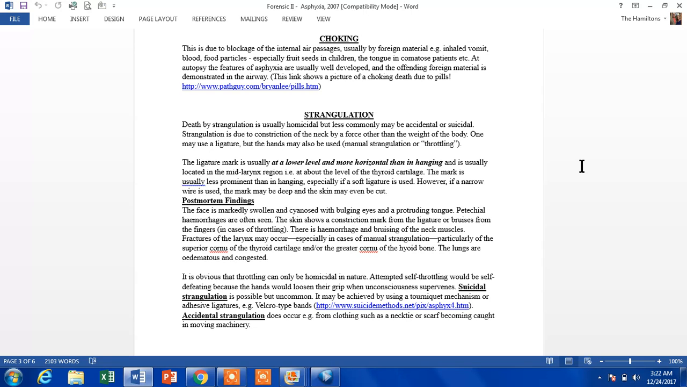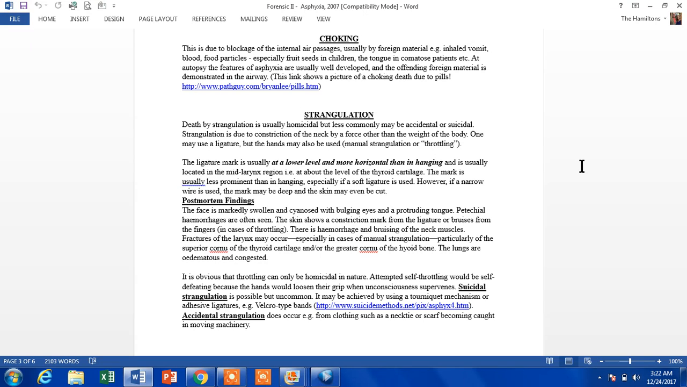Petechial hemorrhages are often seen. The skin shows a constriction mark from the ligature or bruises from the fingers in cases of throttling. There is hemorrhage and bruising of the neck muscles. Fractures of the larynx may occur, especially in cases of manual strangulation, particularly of the superior cornu of the thyroid cartilage and or the greater cornu of the hyoid bone. The lungs are edematous and congested.